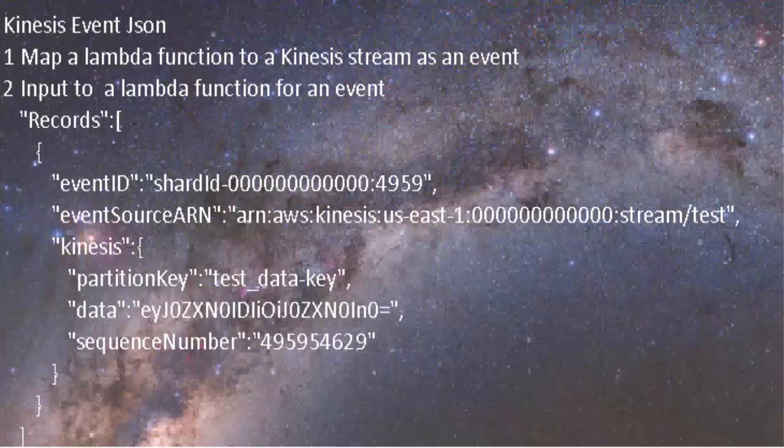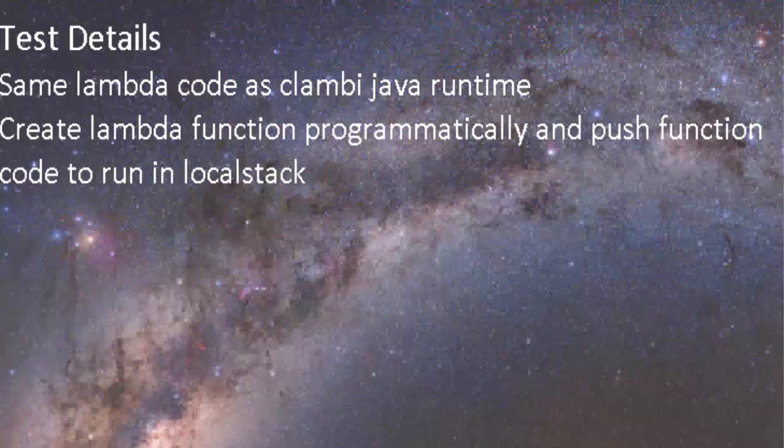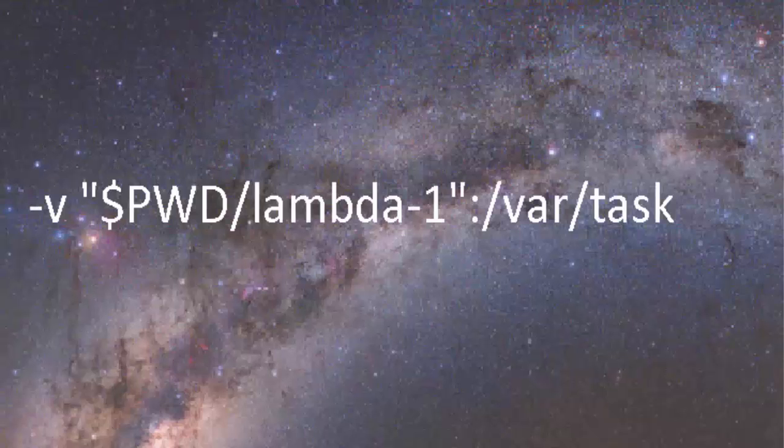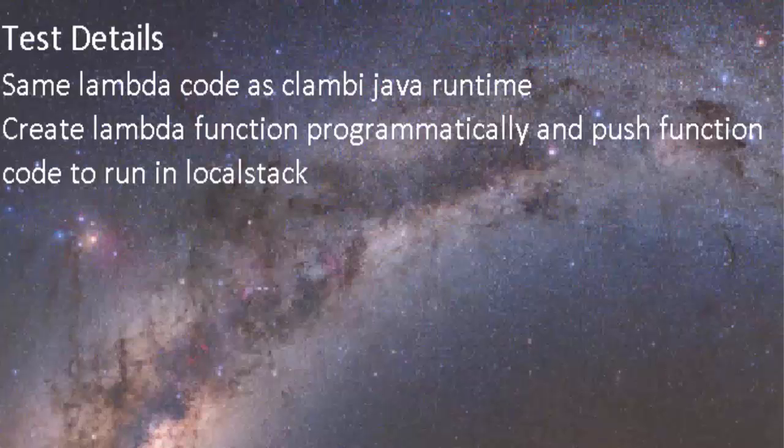Kinesis Lambda events are mapped to streams by what's known as the event source ARN. ARN stands for Amazon Resource Name. For the Docker Lambda test, we mapped our source code to the running container via a Docker volume, where the compiled code in the volume was mapped to the container and the appropriate directory.